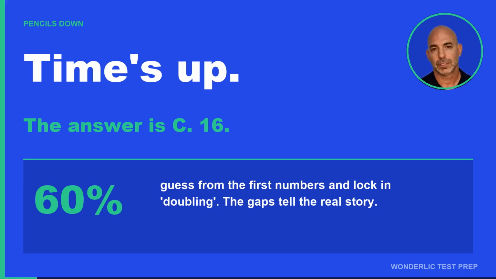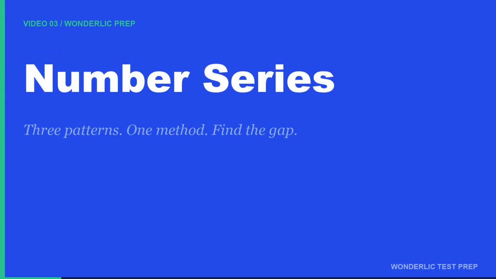Most people lock onto doubling. 1, 2, 4, then 11 shows up and the whole thing falls apart. The numbers were never the pattern, the gaps were. And that's what this video is about.